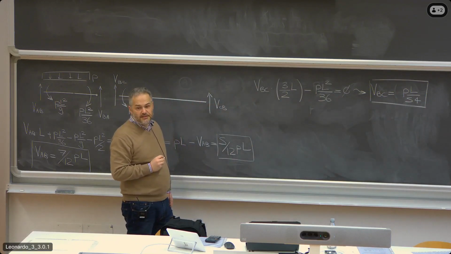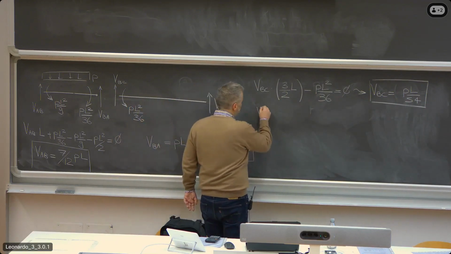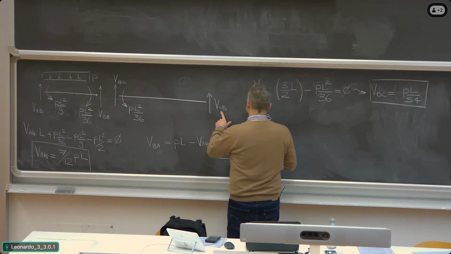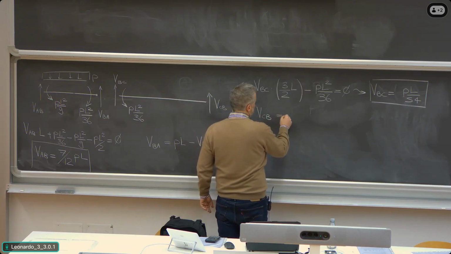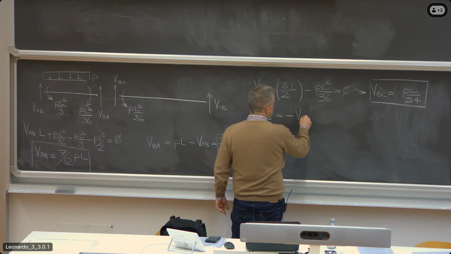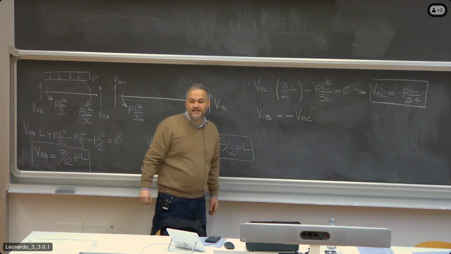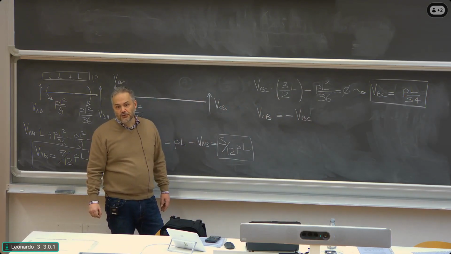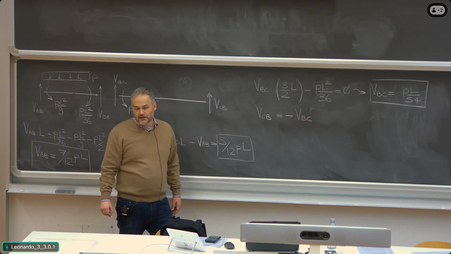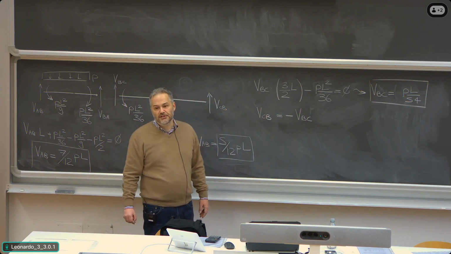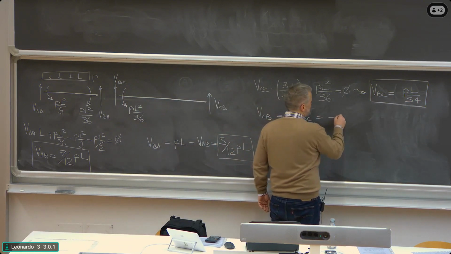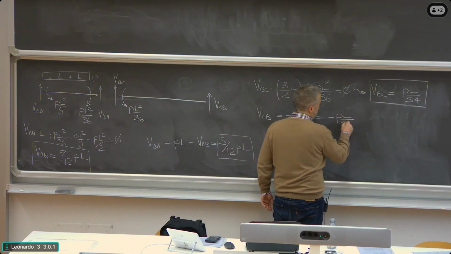As a consequence, VCB, which is this one, is equal to minus VBC, because in this case, there is no load applied on span BC, so the two shear forces at the end basically have to cancel out each other. So they are equal in value, opposite in sign. This means minus PL divided by 54.